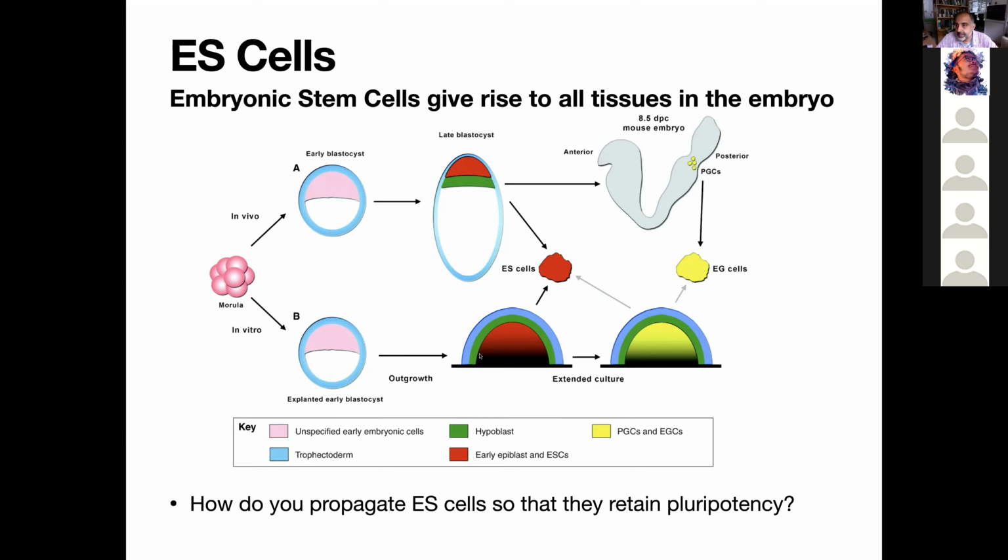Okay, so deriving ES cells is actually remarkably easy. You need an embryo, you need to put it on a dish, and you need media that allows you to retain pluripotency. Okay, it sounds easy. Of course, that last step is what's most troublesome.